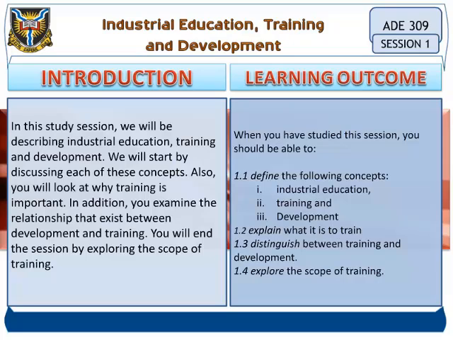Learning outcomes. When you have studied this session, you should be able to define the following concepts. 1. Industrial education. 2. Training. And 3. Development. Explain what it is to train. Distinguish between training and development. Explore the scope of training.